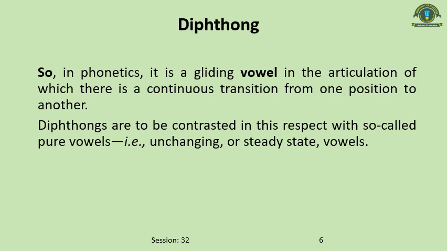Alright? So, diphthongs are contrasted with what? With pure vowels. Pure vowels or the monophthongs, they are unchanging. They have got a steady state. Is it clear? So that is the big difference between a diphthong and a monophthong.